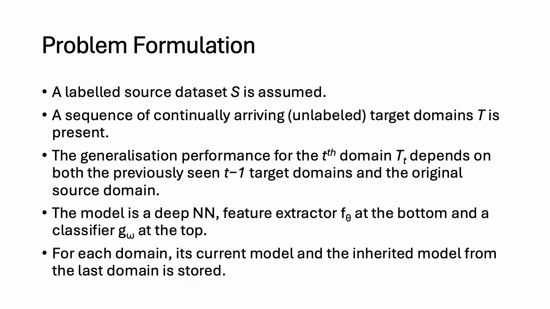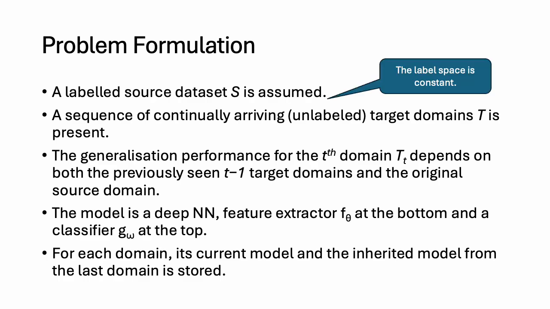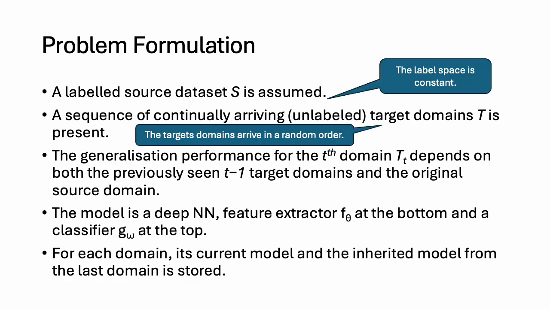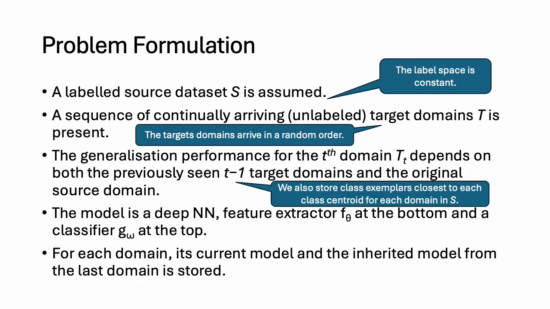A labeled source dataset S is assumed. A sequence of continually arriving unlabeled target domains T is present. The label space is constant across S and T, and the target domains arrive in a random order. The generalization performance for the Tth domain T_T depends on both the previously seen T-1 target domains and the original source domain. We also store class exemplars closest to each class centroid for each domain in S.